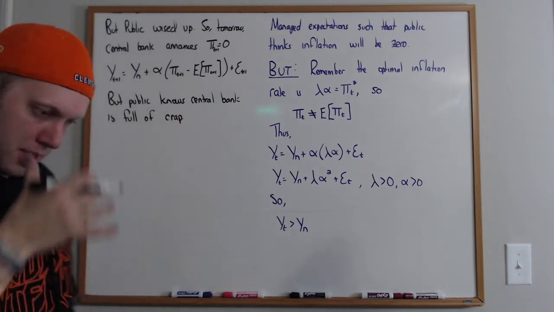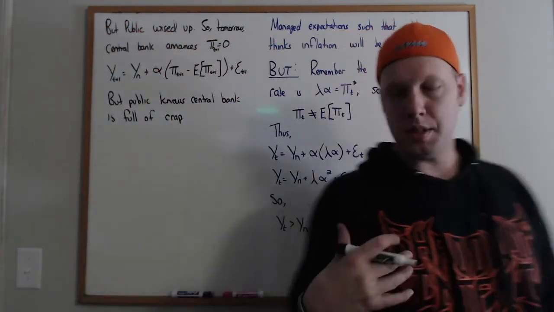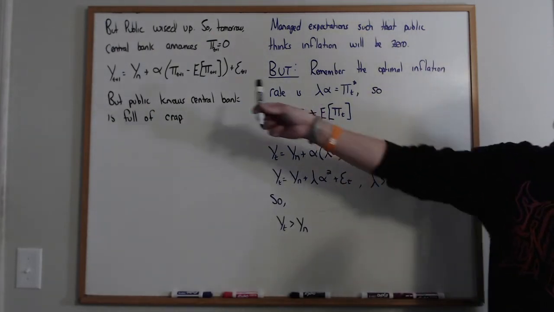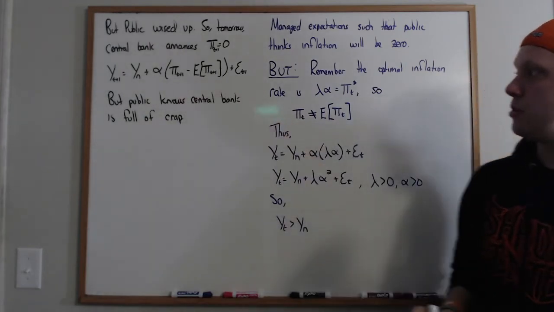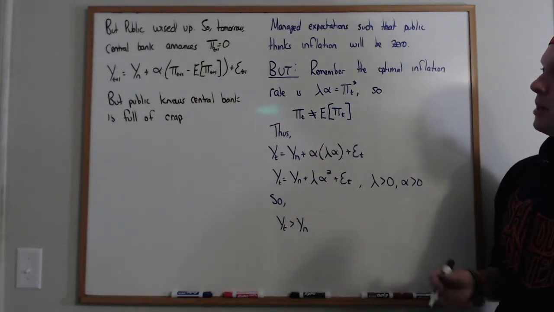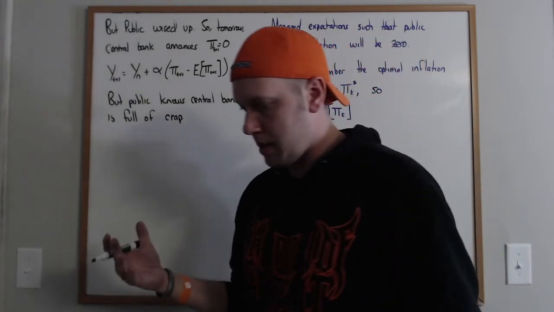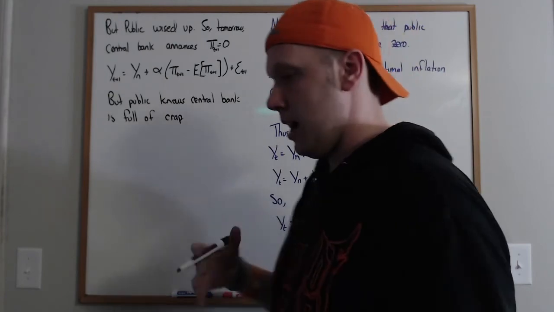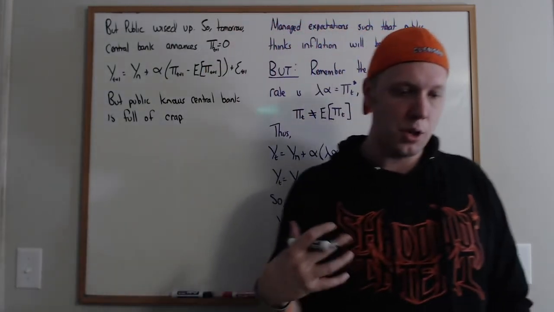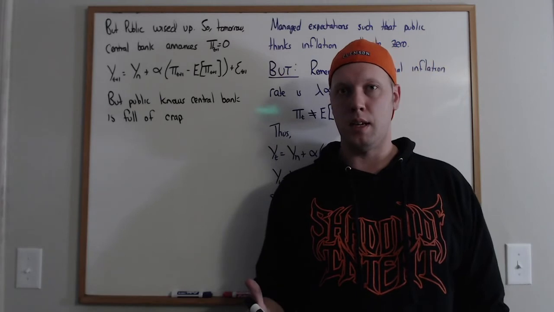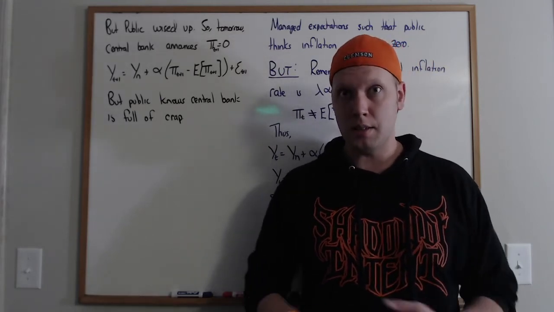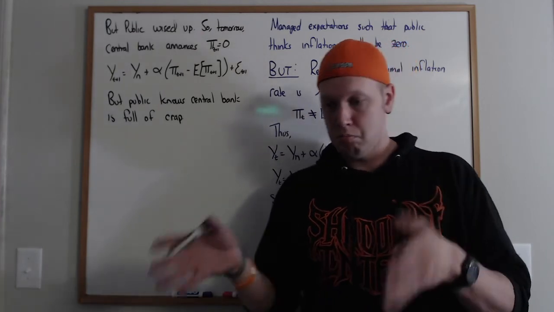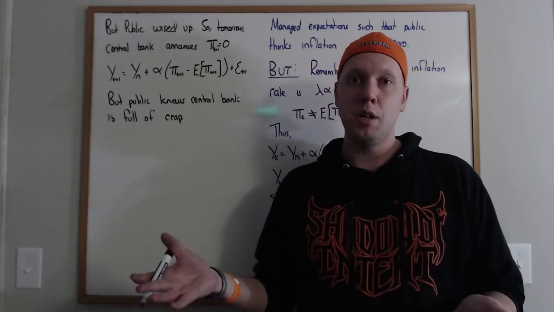The public knows the central bank's full of crap. They know the central bank is not going to be engaging in policies where they will actually commit to an inflation rate of 0, right? Because the central bank had every incentive to announce that inflation would be 0, right? But when the time comes to pay the piper, when the time comes to actually make good on their promise, they no longer have an incentive to do so. That's where the time inconsistency problem shows up, right? You say you're going to do one thing, but then when the opportunity presents itself, you don't do it, right?